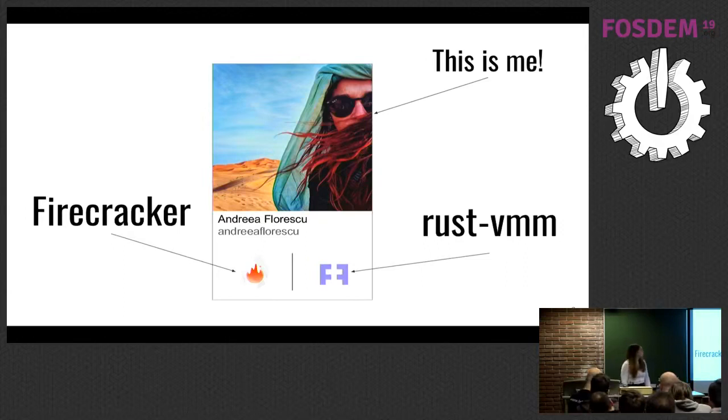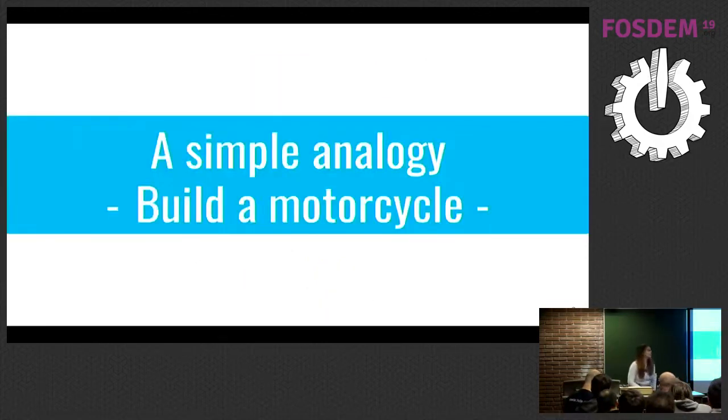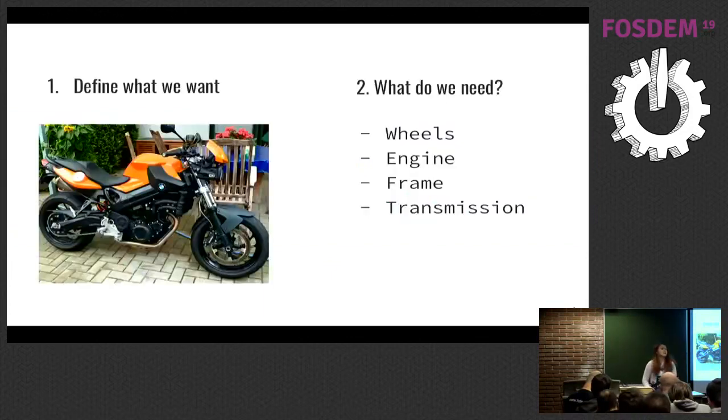But before getting into details about what either of these things are, let me start with a simple analogy. Let's say that we want to build a motorcycle. The first step is to gather the requirements and get a pretty clear idea of what we want to build. Next, we break it into tasks and think about the components that we need for our motorcycle.